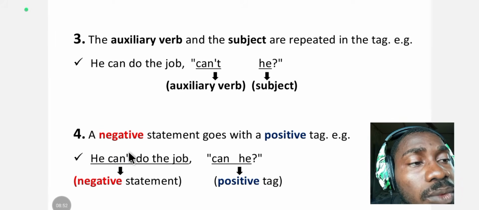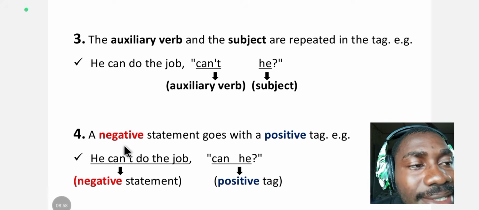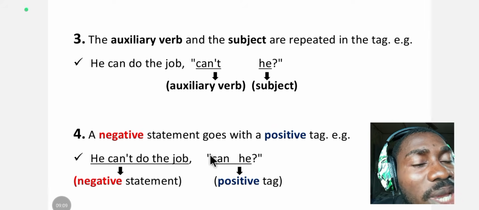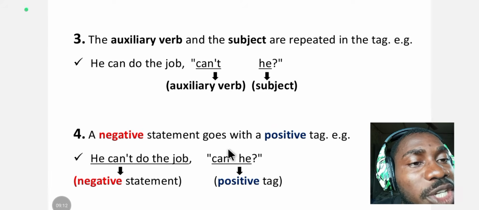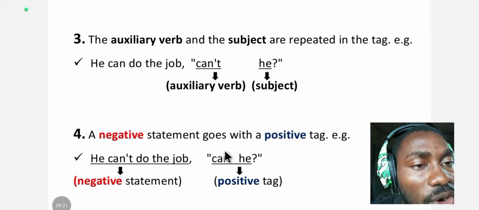This is a negative word. I can is a positive word. Negative words: can't, cannot. Anything with not is a negative word. So the tag question we have here is a positive tag, because of this auxiliary verb can, which makes it a positive tag. Remember, the subject is repeated. Can he?